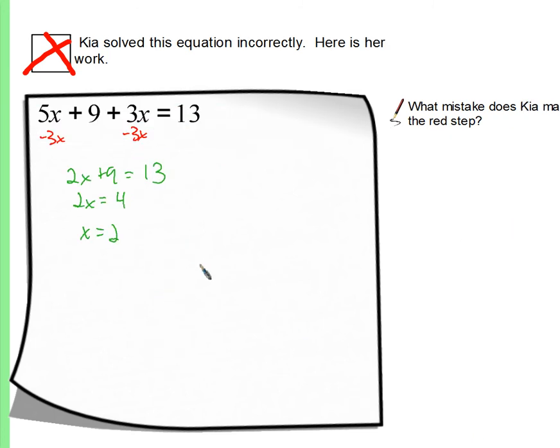So here's an equation that I've been seeing this mistake more and more. So, let's person's kind of mixing up two ideas. This is Kia. Kia is apparently a personal name.